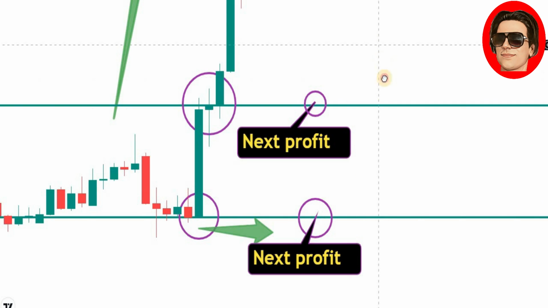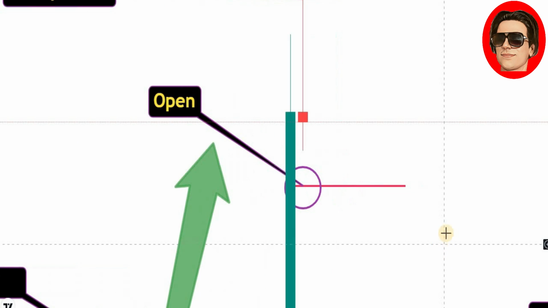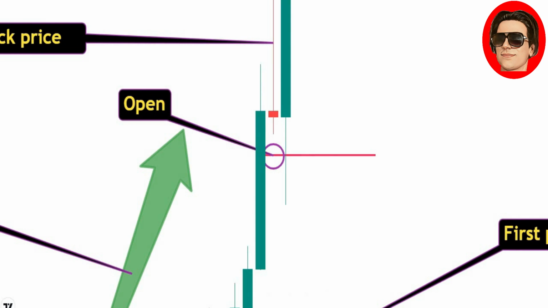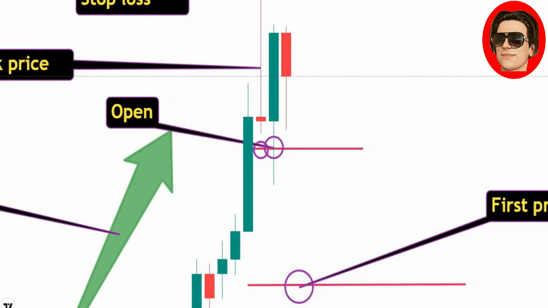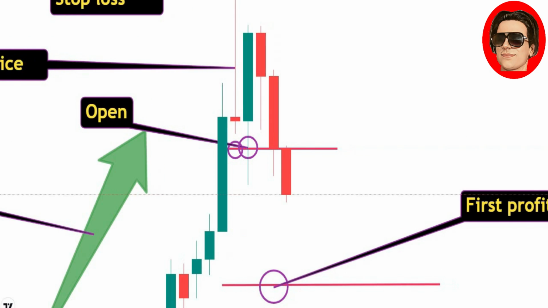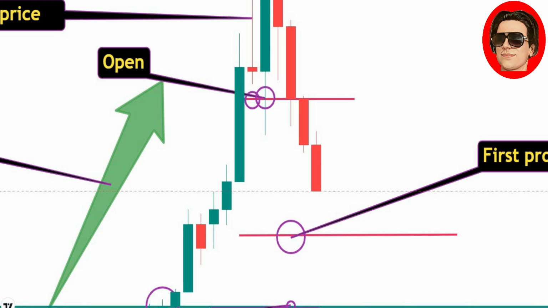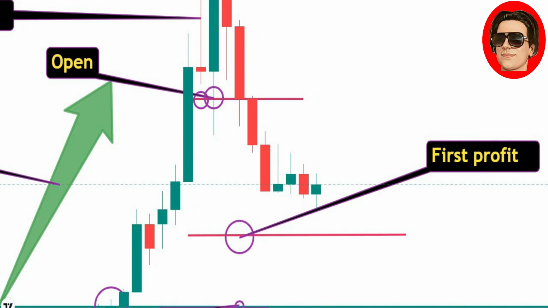This is the next profit. Please look at the chart. Yes. Open position and active strategy. This candle. Look at here. Green candle, open position and active back price. Continue. Next candle. Look at the chart. Look at the candle. Please look at the candle.